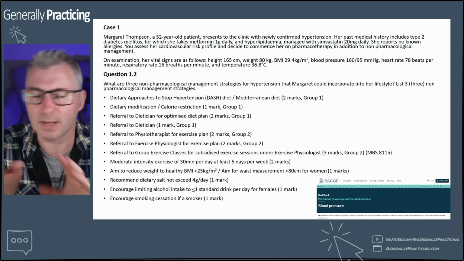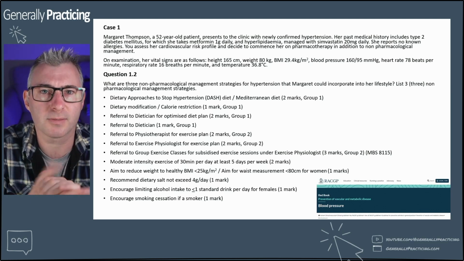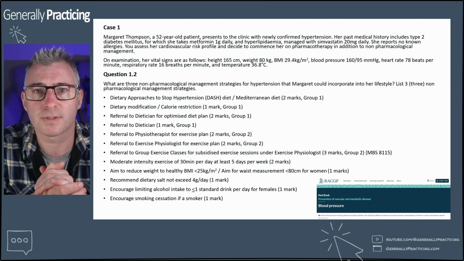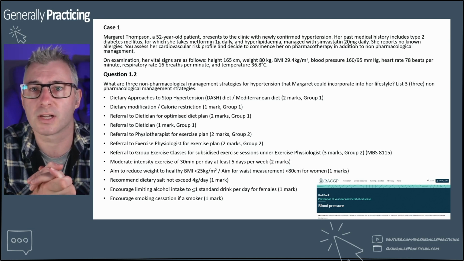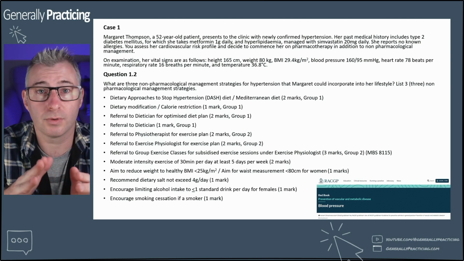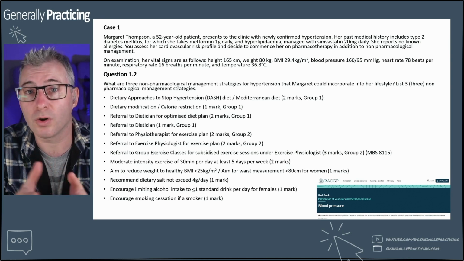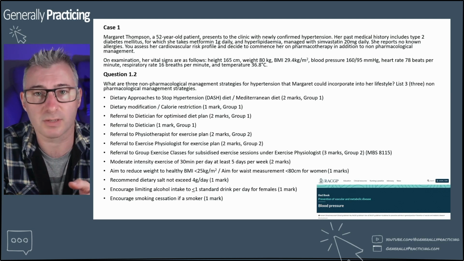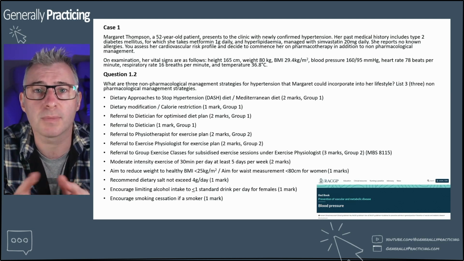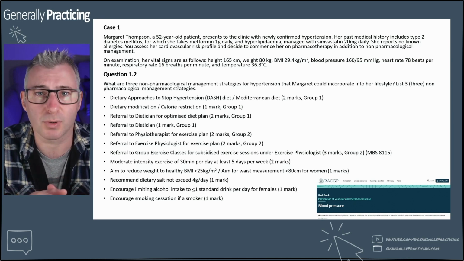So to kind of lump that into a single response, you could say something along the lines of referral for group exercise classes for subsidised exercise sessions under exercise physiologist. Done. Now, also, moderate. If we want to hone in and focus in on what kind of exercise we're talking about, RACGP recommends moderate intensity exercise, 30 minutes per day, at least 5 days per week.